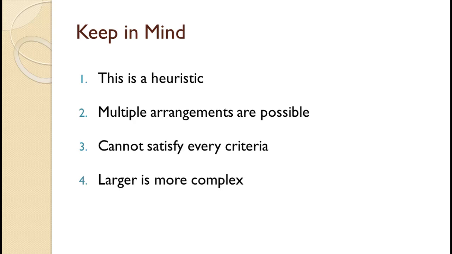Third, the mutter grid has 15 pairs of closeness desirability ratings, and we have to arrange everything on a 2x3 grid. That means it is not usually possible to satisfy all of the criteria. Fourth, the larger these problems become, the more complex they naturally become.